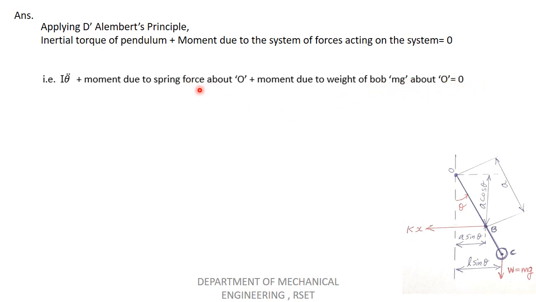We need to find the moment due to these two forces: first, the moment due to the spring force, and second, the moment due to the weight of the bob. After finding that, we need to write the whole equation. So first we will find out the spring force.